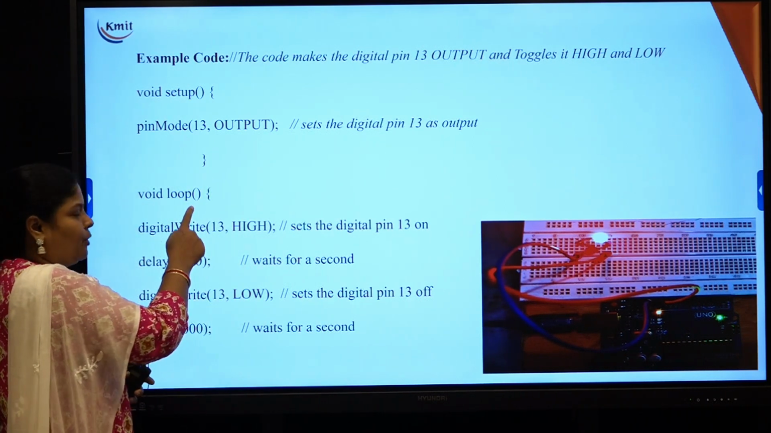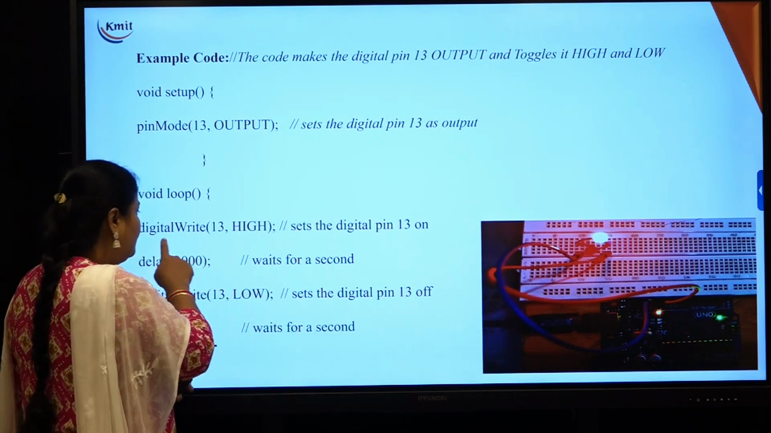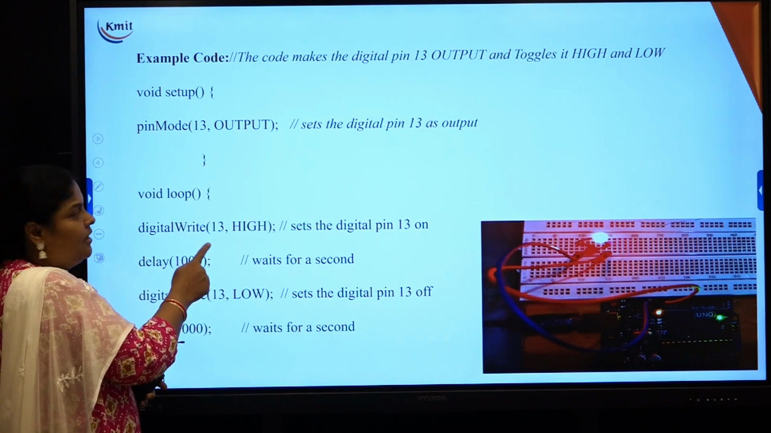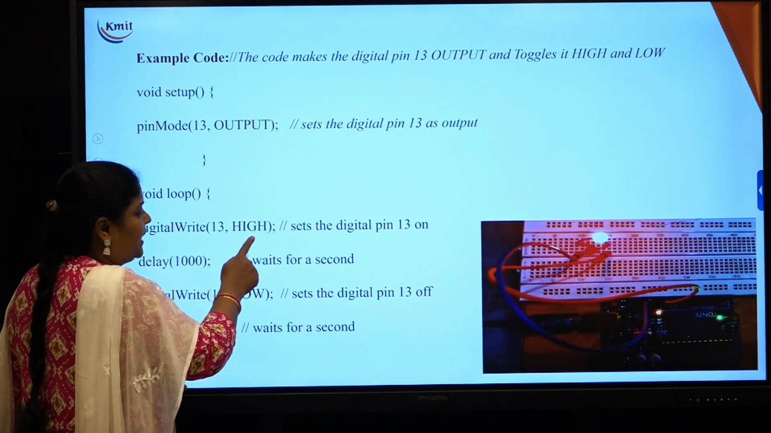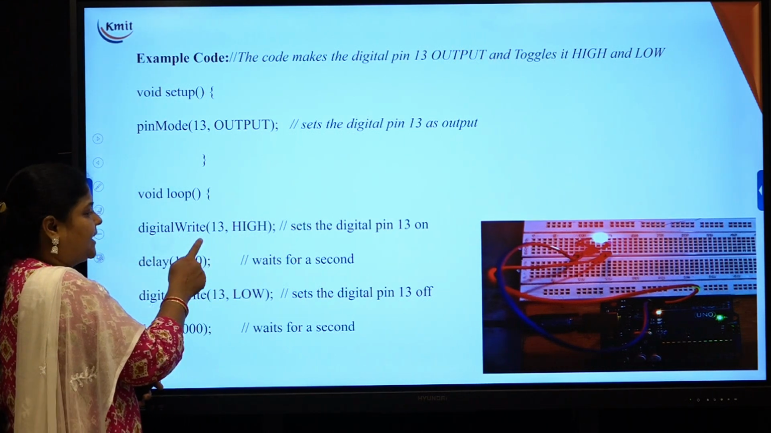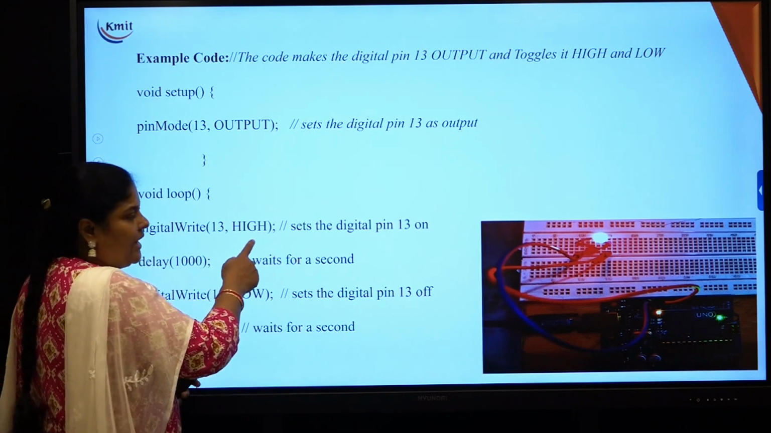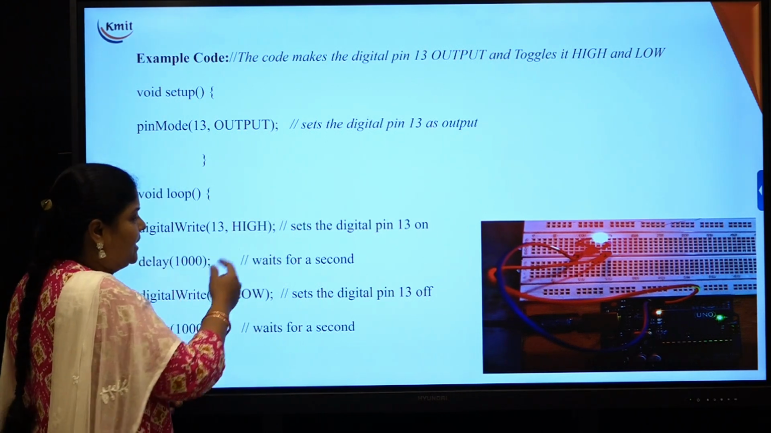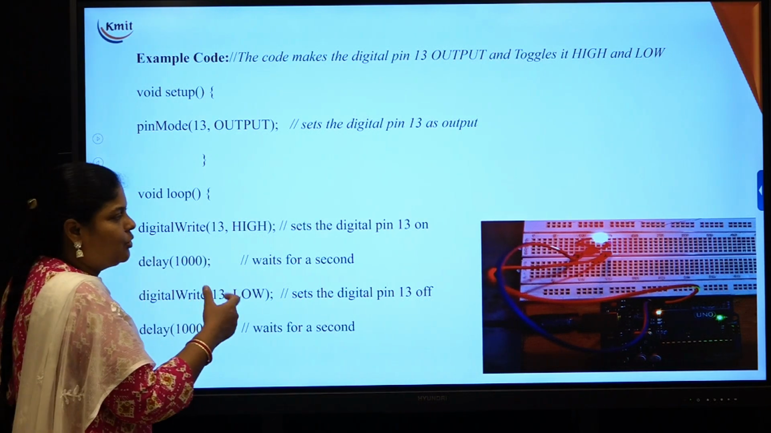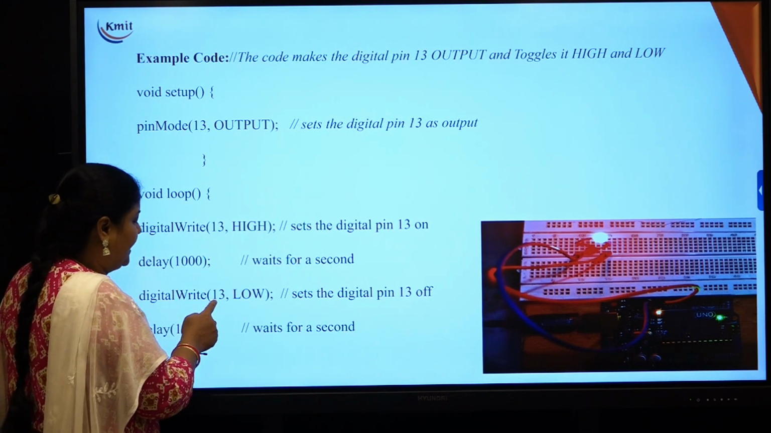And next, void loop. In void loop you will have the main logic. So, digital write on the same pin 13 where you have set it as output, we are setting it to high. The syntax of digital write we have seen: you should write the pin number and the value. Here we are setting it to high. High means the LED will glow, and this delay 1000 is for how much time you want the LED to glow. And then digital write 13 low.